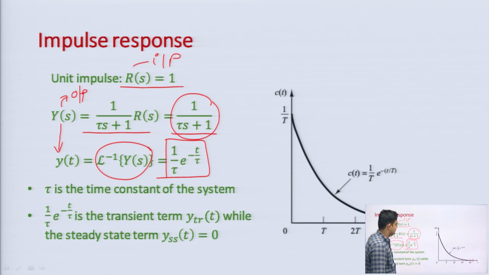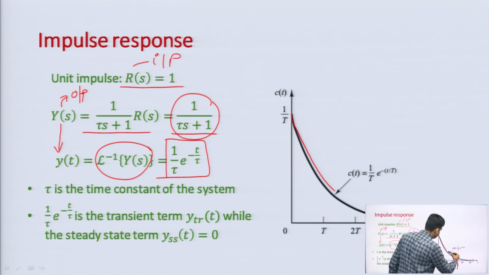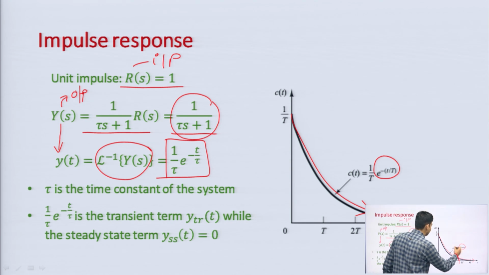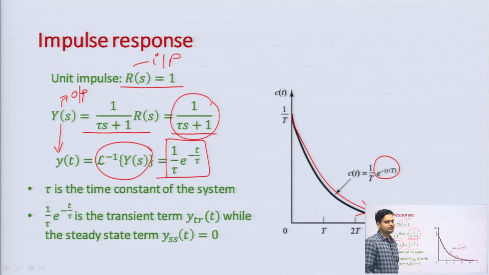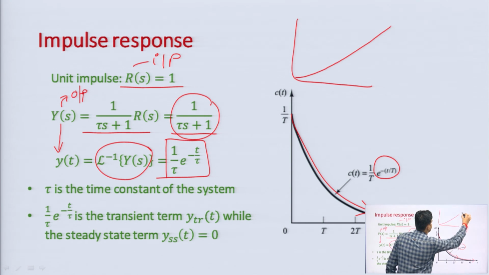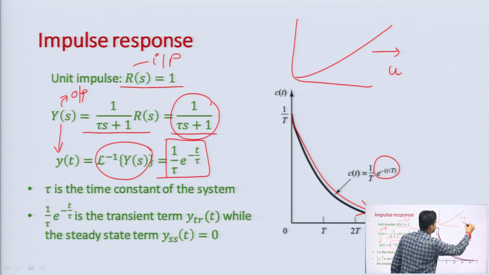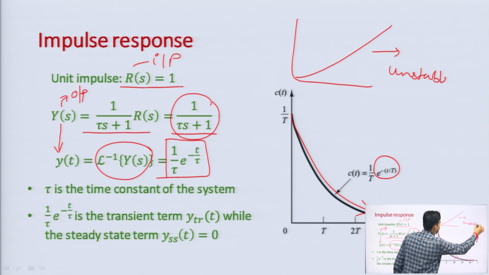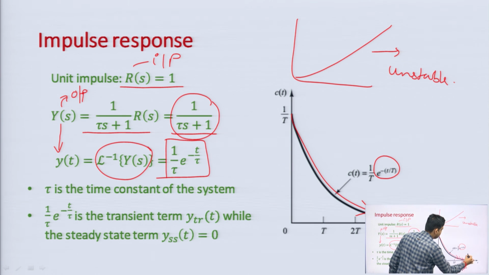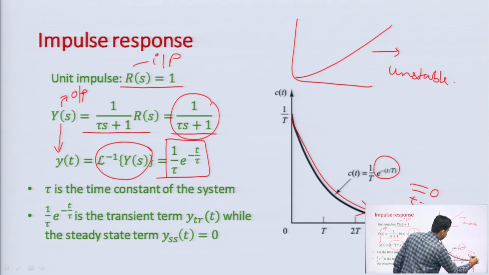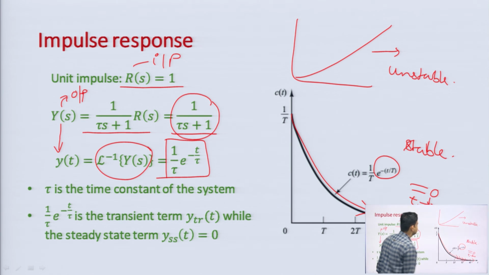In this case I am getting a time decaying expression, because it is exponential of minus t over tau. Whenever time is increasing, my response is dying out. It means this is a stable response. Whenever my response is going like this, it is unbounded, and we can say this is an unstable response. But here my whole response is dying out, going to 0 as time t tends to infinity, so we can say this is a stable system. This is the impulse response of the first order system.